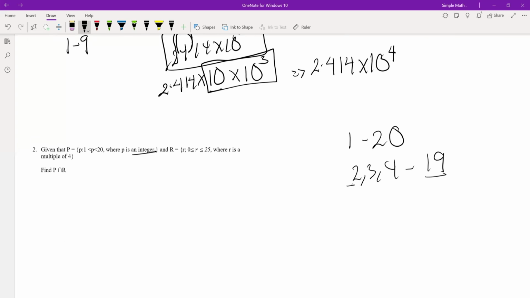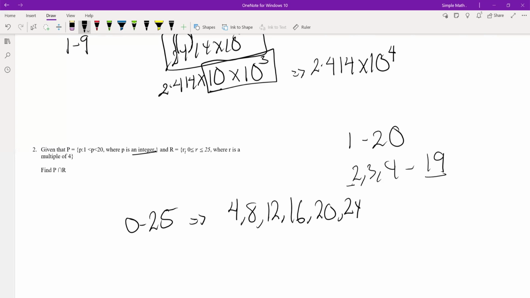Now we have R, such that R is a multiple of 4 from 0 to 25. So both 0 and 25 are included. However, 0 and 25 are not multiples of 4, so we don't really need to add them. But what are the multiples of 4 from 0 to 25? We'll always start with 4: 4, 8, 12, 16, 20, 24. So those are the multiples of 4 from 0 to 25.